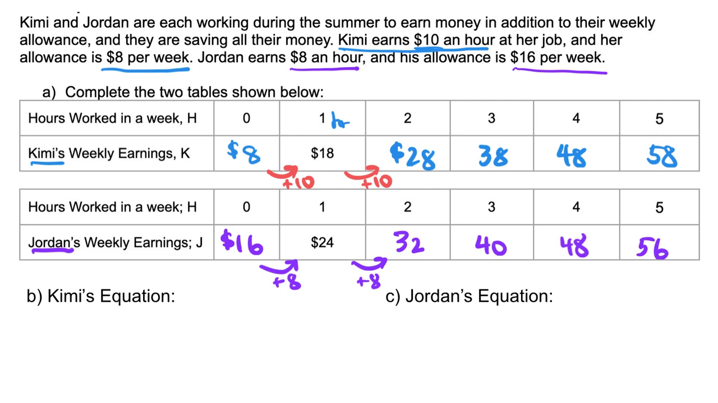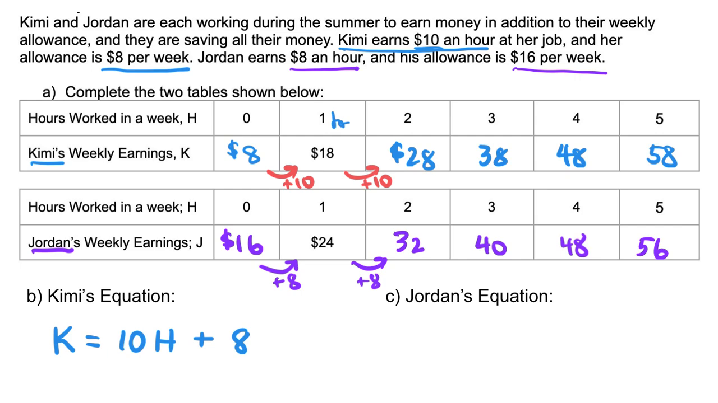We can represent this information by an equation. So for Kimmy, her weekly earnings would be K equals, and we can think of our slope here. Our slope is what we're increasing by each hour. So our rate of change, or our slope, is increasing by 10. So that's going to be 10 times the number of hours worked. And we're going to add to that our y-intercept, which is our starting amount, the weekly allowance, that one-time fee.